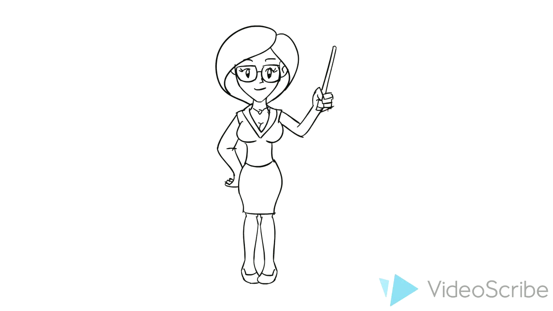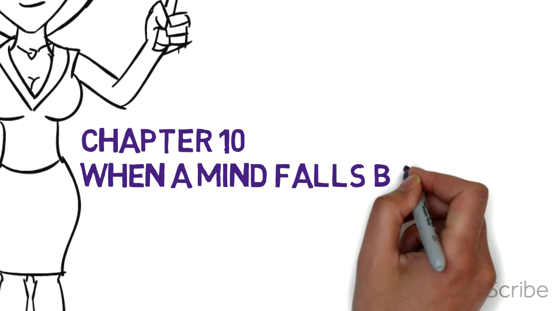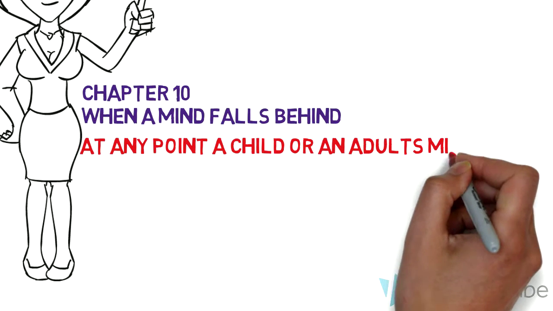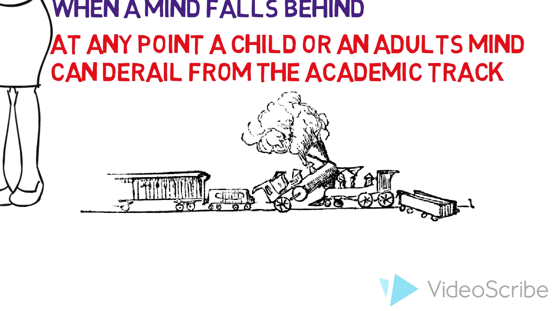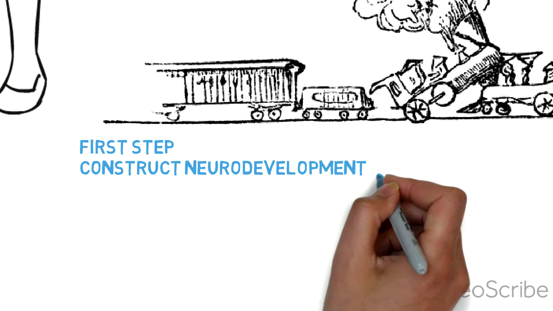This time I'm going to fill you in on what Chapter 10 was, when a mind falls behind. At any point, a child or adult mind can derail from their academic track. Most kids simply lack the ability to handle repeat frustration and failure, so they act out, surrender, or get anxious or depressed. The first step to intervention is constructing neurodevelopmental profiles.